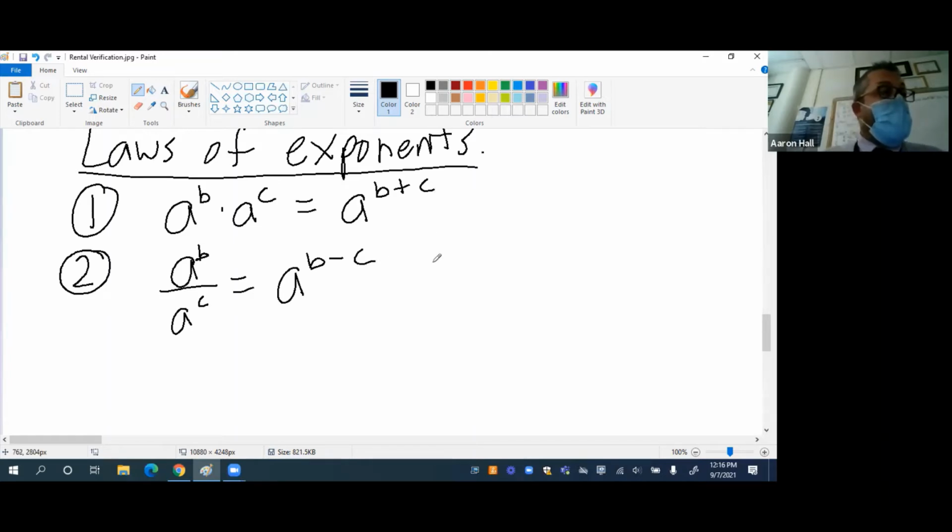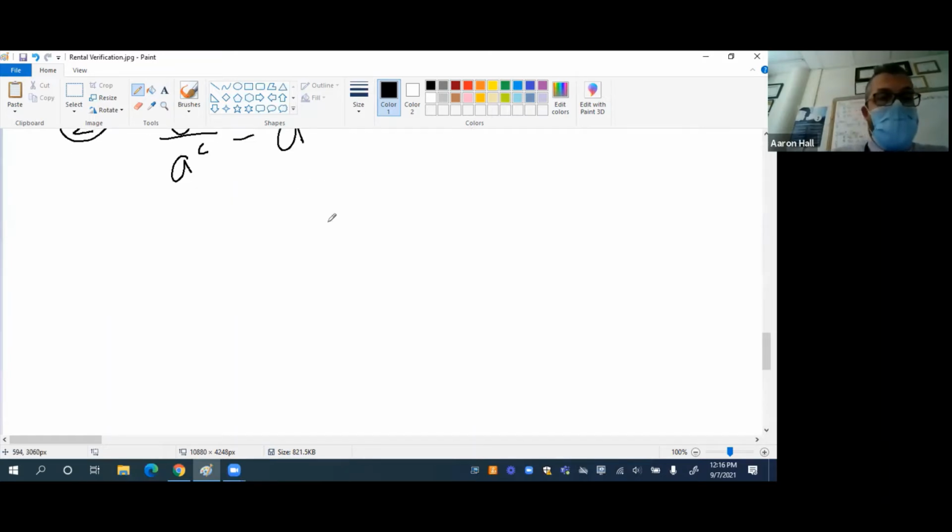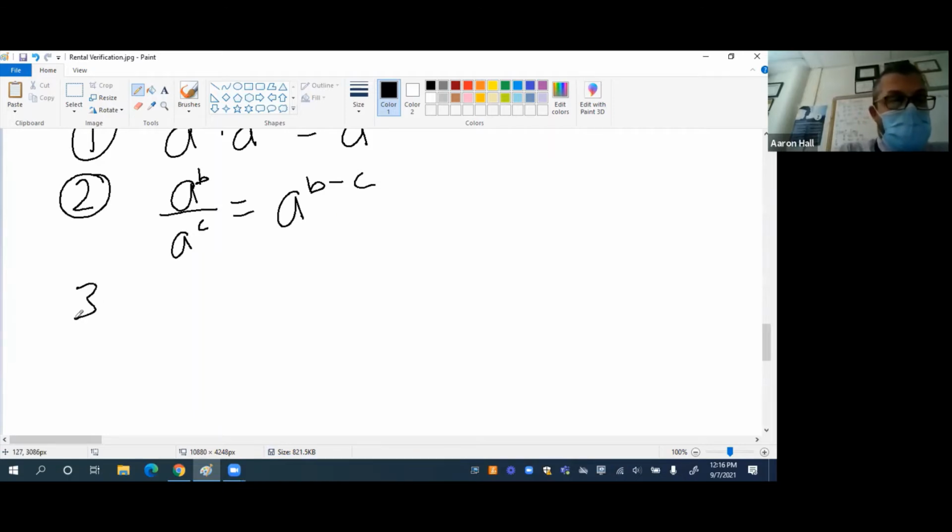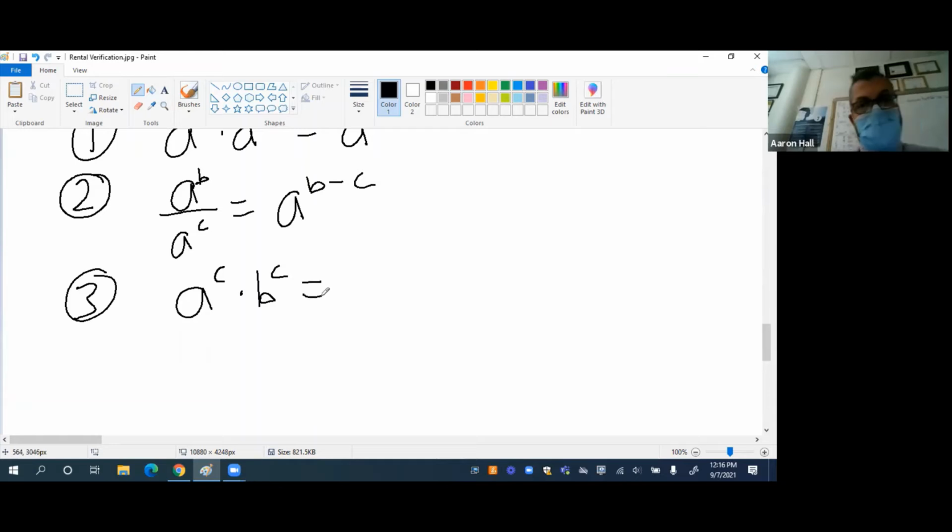Okay. The next one, number 3, if I have a to the power of c times b to the power of c, how can I put these together? Yeah, we just multiply the bases. So I have a times b, and then we keep the exponent the same, c.